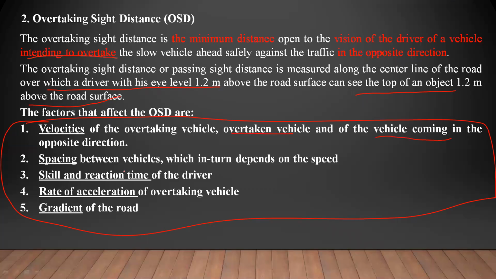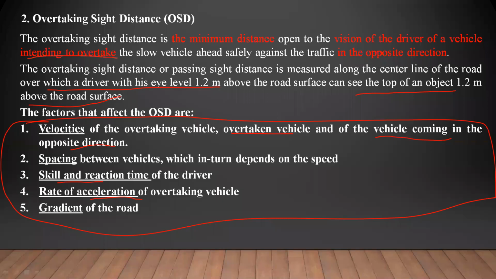Next, spacing between the vehicles, which in turn depends upon the speed. Next, skill and reaction time of the driver, that is small t. And rate of acceleration of the overtaking vehicle. That is, if I'm driving a vehicle and I want to overtake, what is my rate of acceleration? That is the fourth factor here. And the last factor is gradient of the road. So these are the 5 factors.